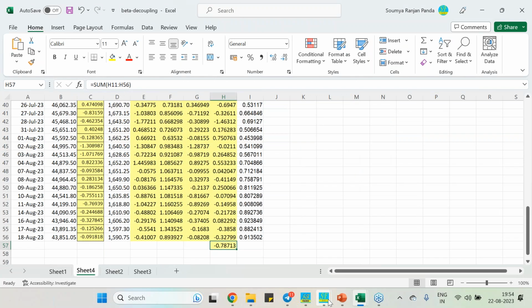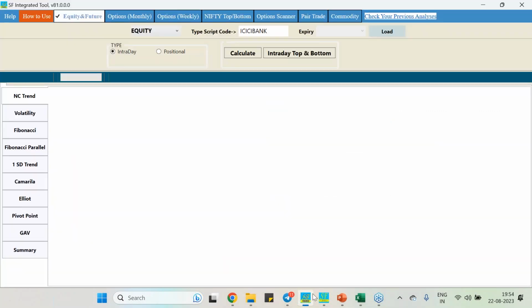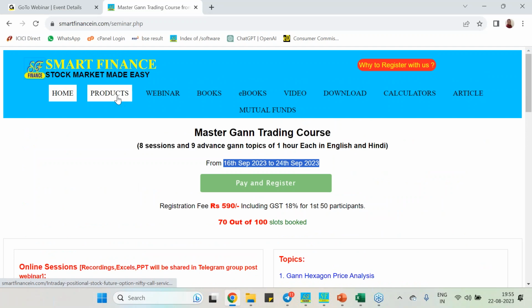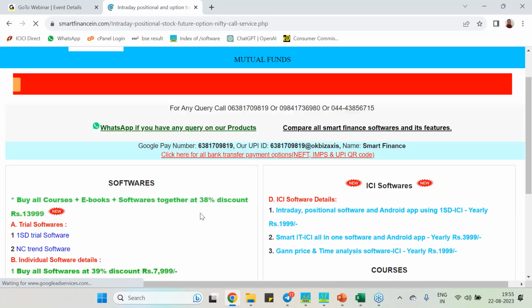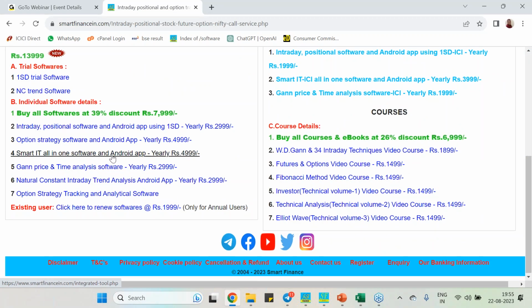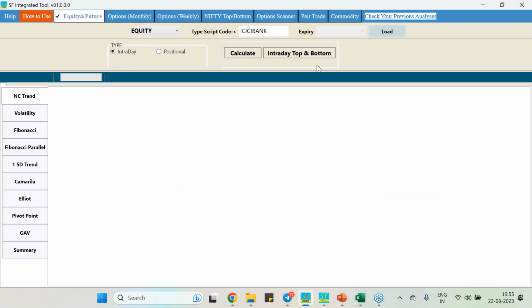I have shown you in the Excel. You can say Excel is cumbersome. I have to do all these calculations and then finally derive quickly how I can make it. So those of you who have our software called Smart IT, many of you will have our Smart IT solutions. We have given this beta decoupling pair trade analyzer here. If you are using this tool, you can analyze with just a click of the mouse, and you need not see separately what beta decoupling is telling.